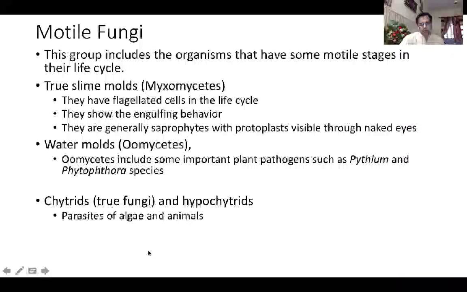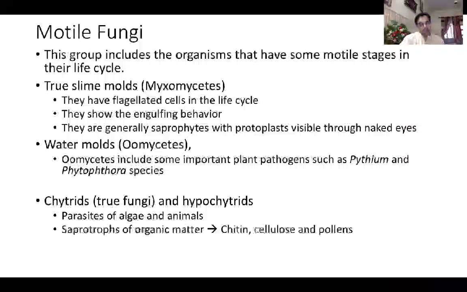These chytrids are basically parasites of different animals and algae, and there are some saprotrophs which are also present. These saprotrophs use organic matter for their nutrition; especially, they can dissolve chitin, cellulose and pollen.